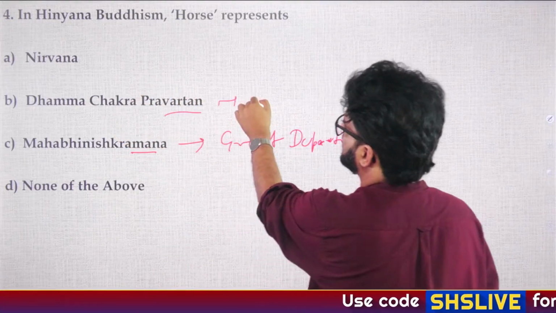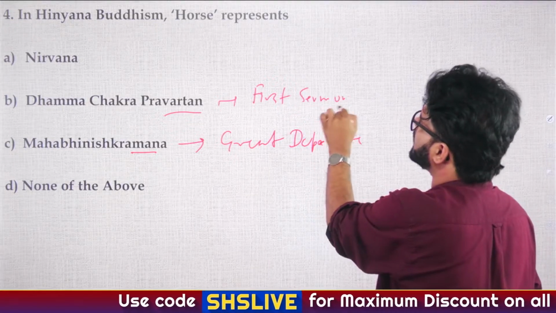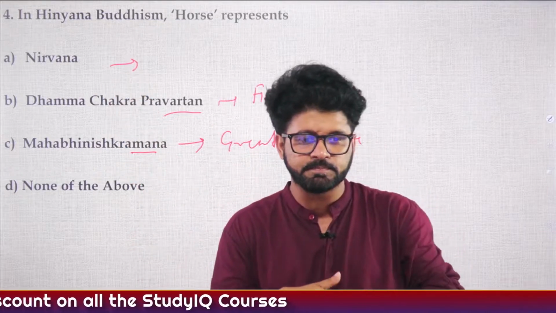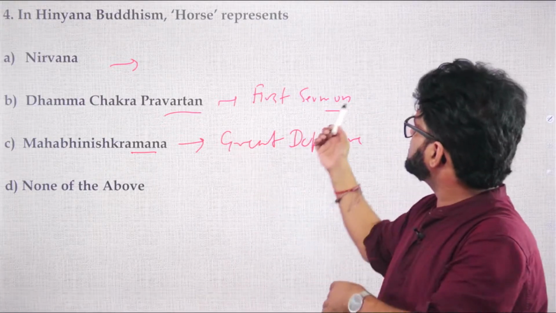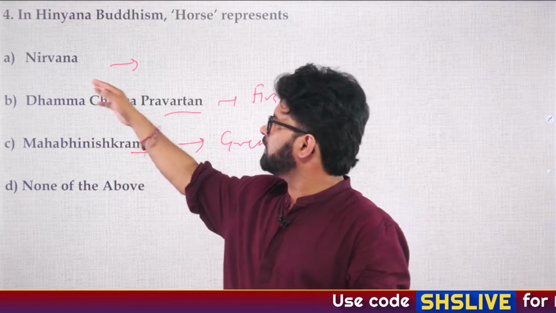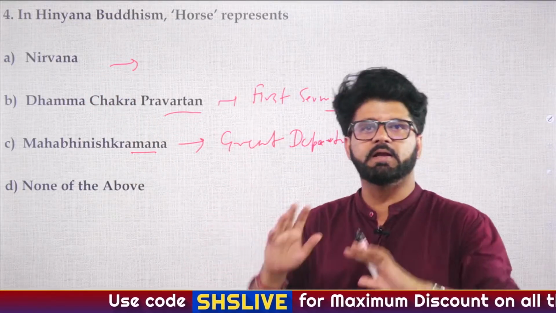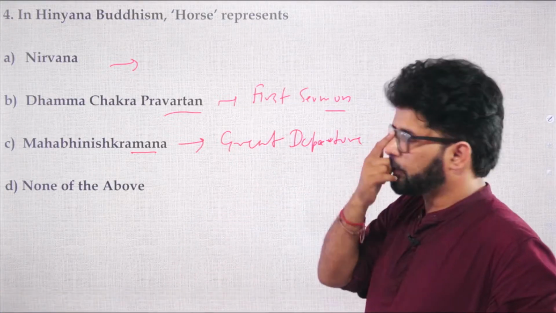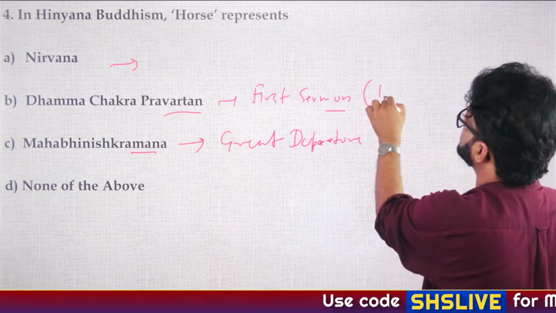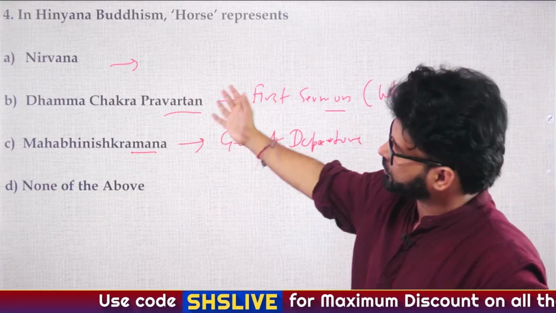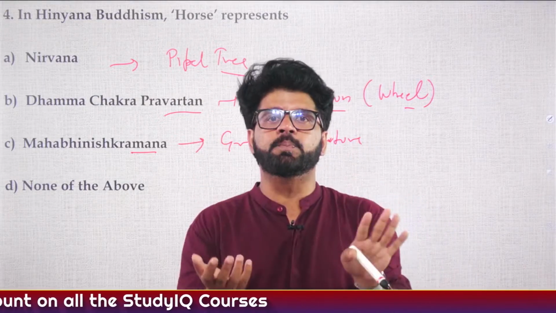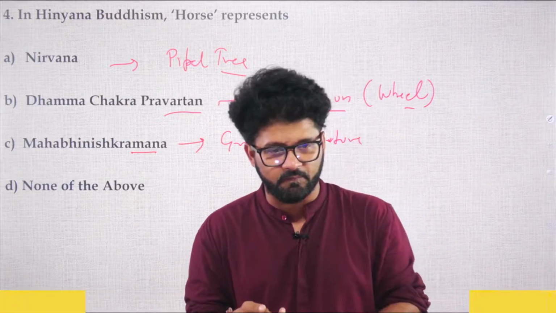Dharmachakra Pravartana, first sermon. What is the symbol associated with Dharmachakra Pravartana? Anybody has any idea? What is the symbol associated with Nirvana? Very good, Bulbul has also given the answer. Don't confuse Nirvana with Mahaparinirvana. Mahaparinirvana is death. Nirvana is attainment of enlightenment. Dharmachakra Pravartana, the symbol is the wheel, setting the wheel of Dharma in motion. Nirvana, the symbol is the peepal tree. Mahaparinirvana or death, the symbol is stupa or footprints. So please don't forget them. They are actually very important.